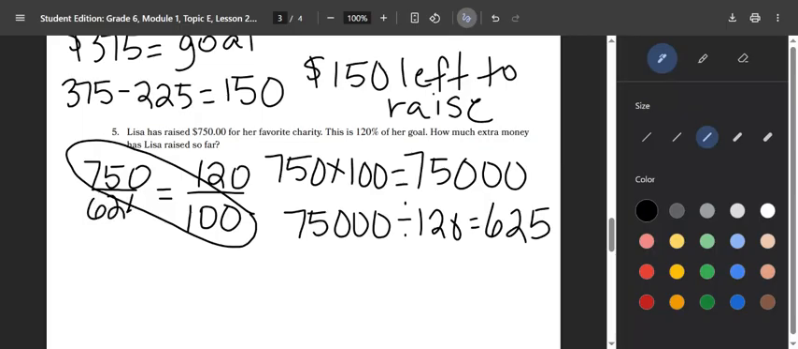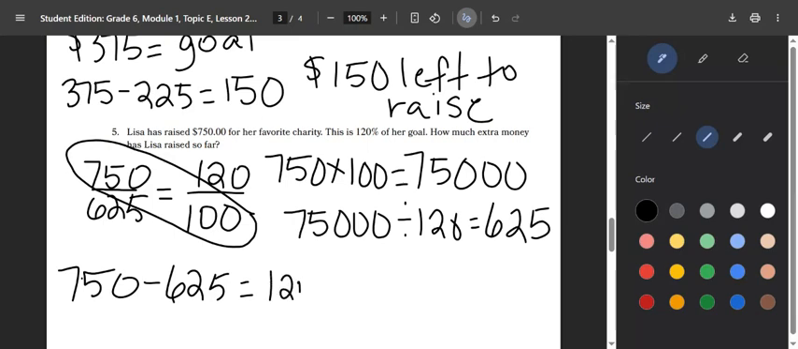So 625 was the 100% goal. But 750 is actually what she raised. So she raised extra. How much extra did she raise? All you got to do is say 750 minus 625, and that'll get you 125. So she raised $125 extra above her 100% goal.